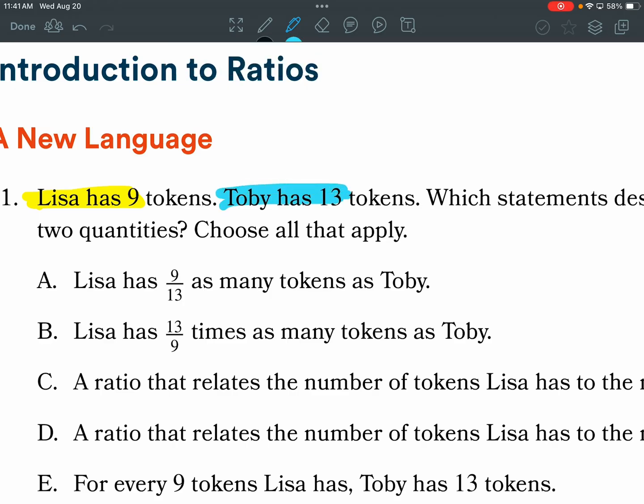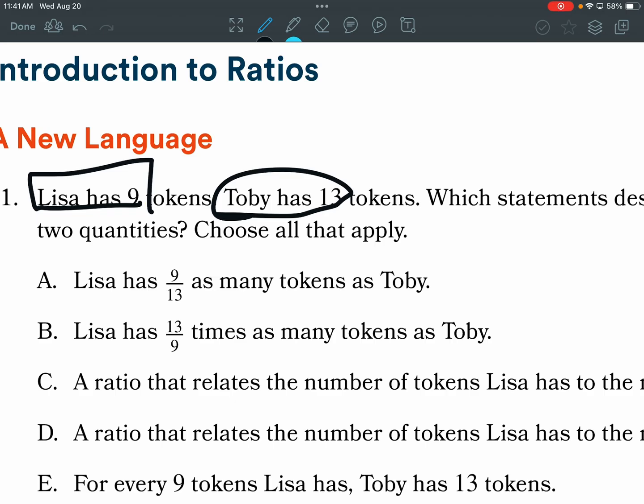Toby has 13 tokens. Okay, so for those of you that want to use pencils, if you don't want to use highlighters, you can underline Lisa. Underline Lisa, circle Toby. There are ways to differentiate the two with just a pencil. You don't have to have a highlighter. Do you see what I'm saying? Or maybe Toby is a circle and Lisa is a box. Something. You don't have to have highlighters.